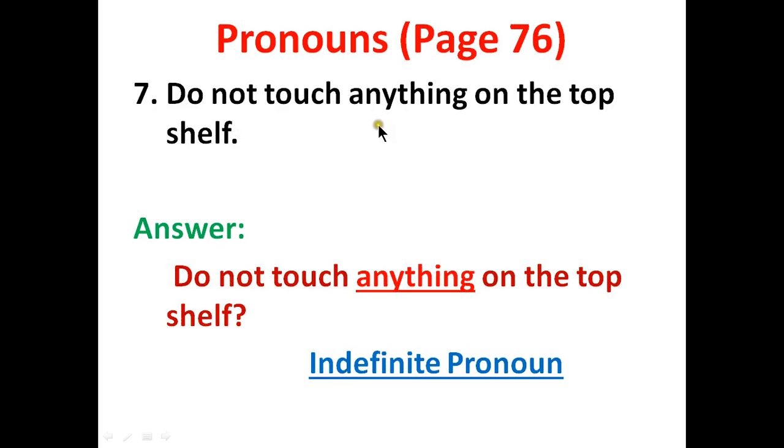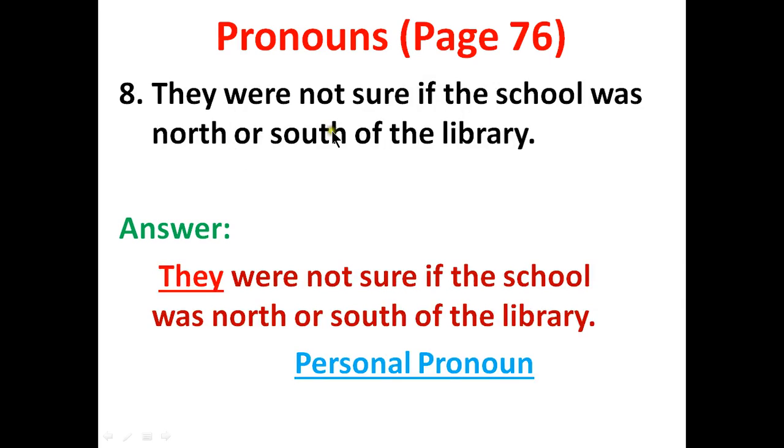Number 7. Do not touch anything on the top shelf. It is an imperative sentence. In this imperative sentence, the pronoun is anything. A-N-Y-T-H-I-N-G. It can be a glass, it can be a cup, it can be a book, or any item. So we don't know, so we will call it an indefinite pronoun. My dear students, please write indefinite pronoun on the line. I-N-D-E-F-I-N-I-T-E P-R-O-N-O-U-N.